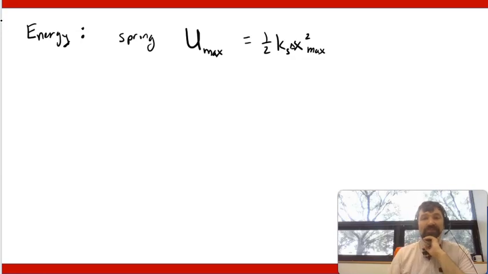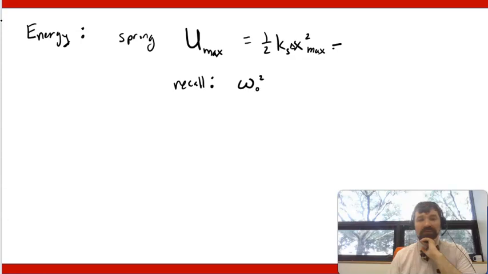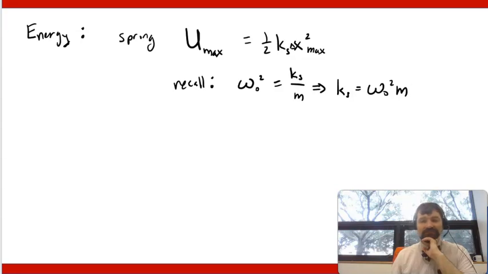Okay, for this string we can do something similar, but what we have to do is recall that omega naught squared for the spring is equal to the essentially ratio of spring constant k_s divided by mass m. And so that means that k_s is equal to omega naught squared times m. And so we can use that to figure out the maximum energy of the wave, the maximum potential energy.